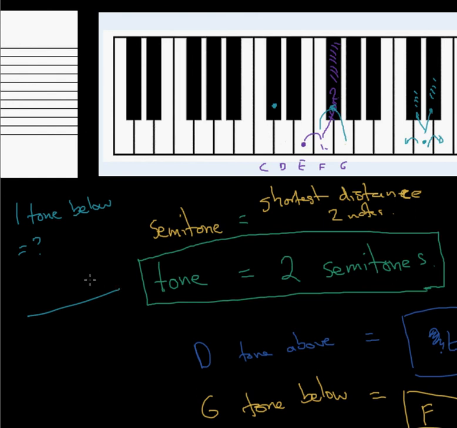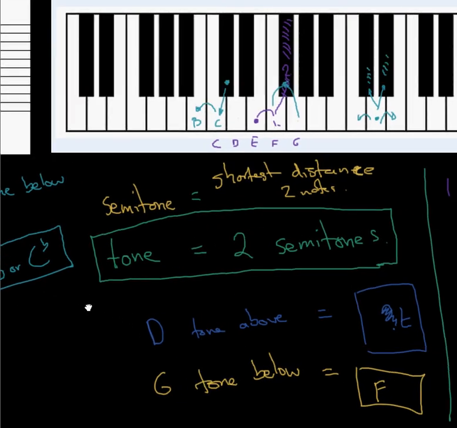Okay, a tone below. If you said B or C flat, you're correct. Let's work out why. One tone below. This is a D flat or a C sharp. Let's go one below. There's a C. That's one semitone. Let's do another semitone. There's our second semitone to our B. B or C flat. I hope that makes sense. If it doesn't, I encourage you to rewind the video, have another look at it, and hopefully this will start to sink in.